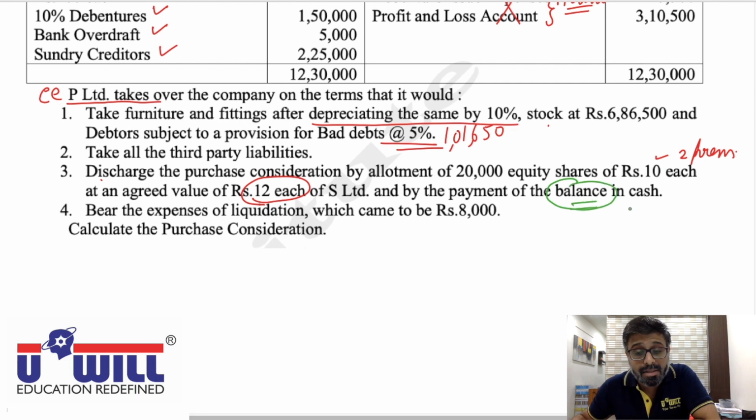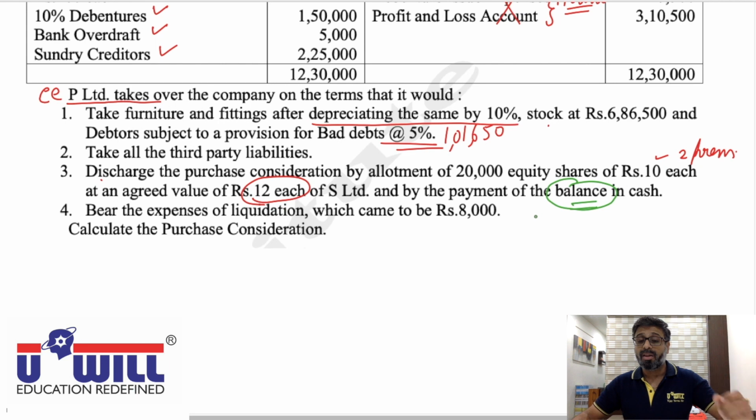What balance in cash? The amount of cash is not given. So first we will have to find purchase consideration by net asset method. I repeat, balance in cash, the cash amount is missing. So first we will have to find purchase consideration by net asset method.